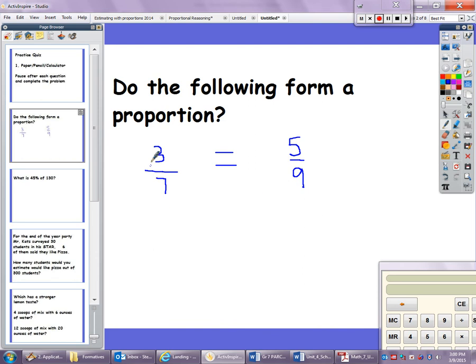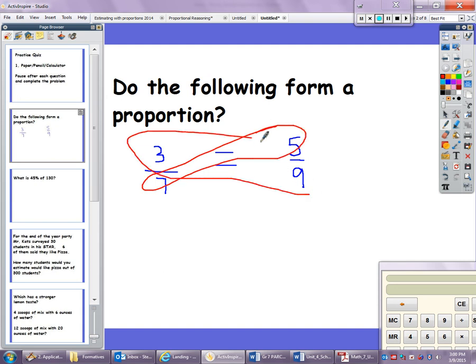Well, there's many ways you can solve this. One of the ways that we learned in class is that if this was indeed a proportion, you should be able to cross multiply, and the two cross products should be equal. Well, 3 times 9 is 27. 7 times 5 is 35. Since these two are not equal, these two do not form a proportion. 3/7 is not the same thing as 5/9. You could not set them as equal.